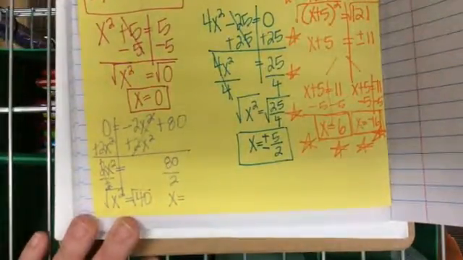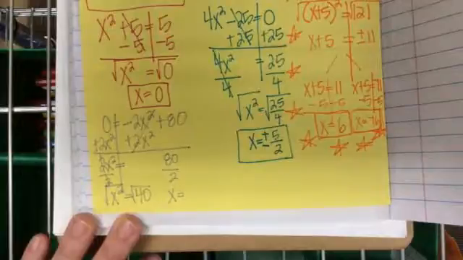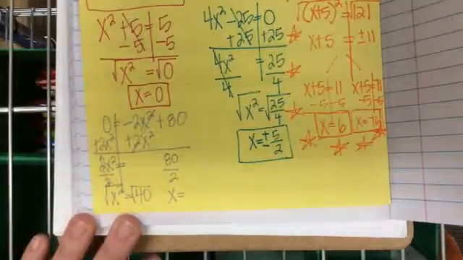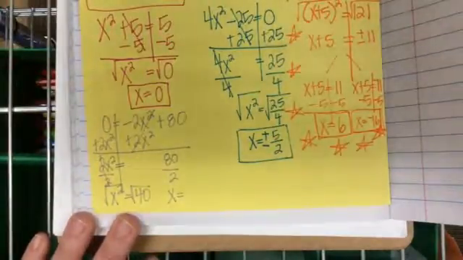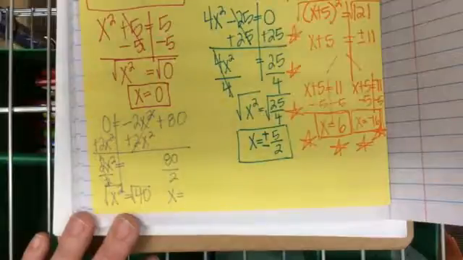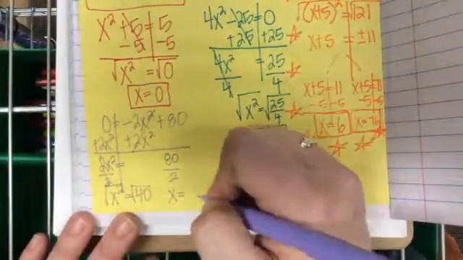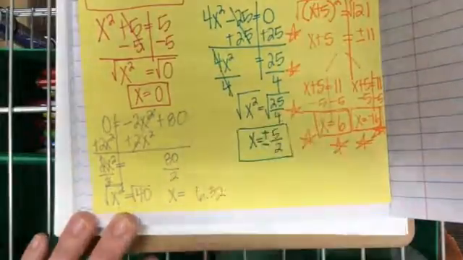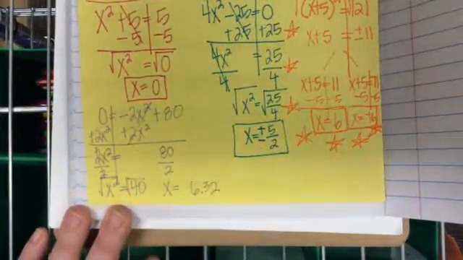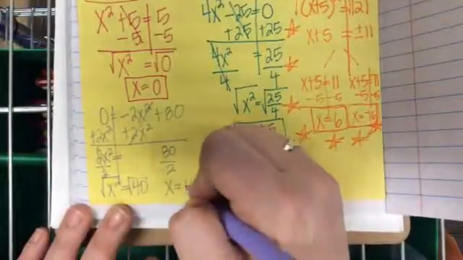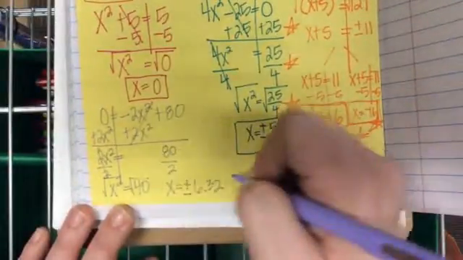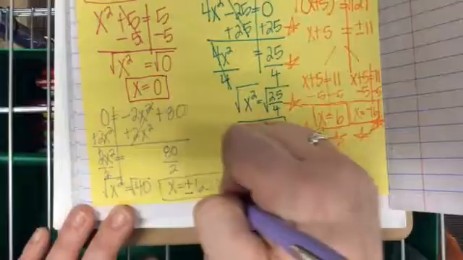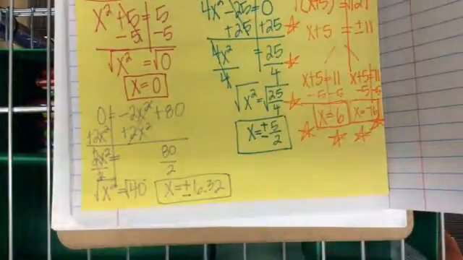Do you off the top of your head know the square root of 40? I know it's between 6 and 7. That's about it. You're going to have to use your calculator. What is the square root of 40? 6.32? Yeah. Well, that's not right. Positive 6.32 and negative 6.32. There are two solutions to this problem.